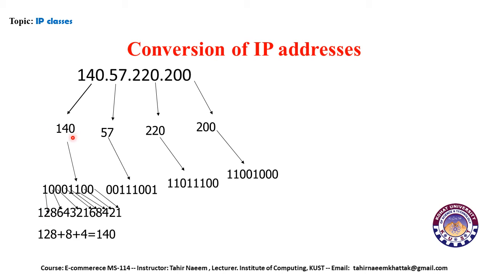So here we have 140. What we will do is turn on the 128 bit position, so we will have 128. Then we will add the fourth position, which is equal to 8, and then we will turn on the third position, which is equal to 4. We add all these numbers, 128, 8 and 4, and this is equal to 140. This is the easiest way of changing a decimal IP address into a binary IP address.